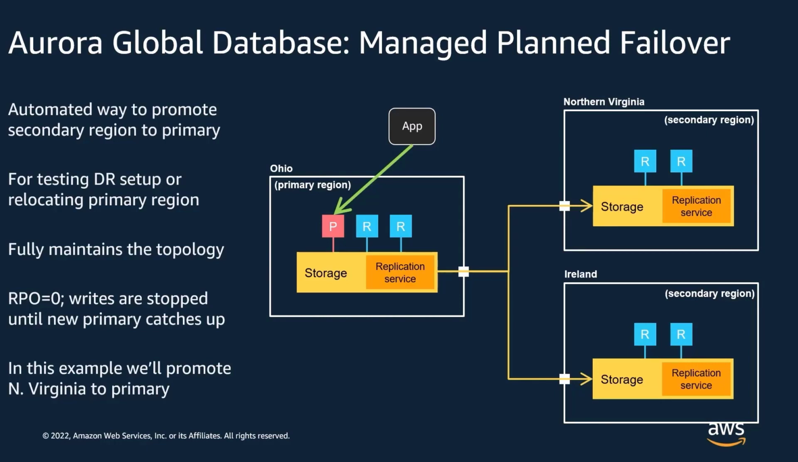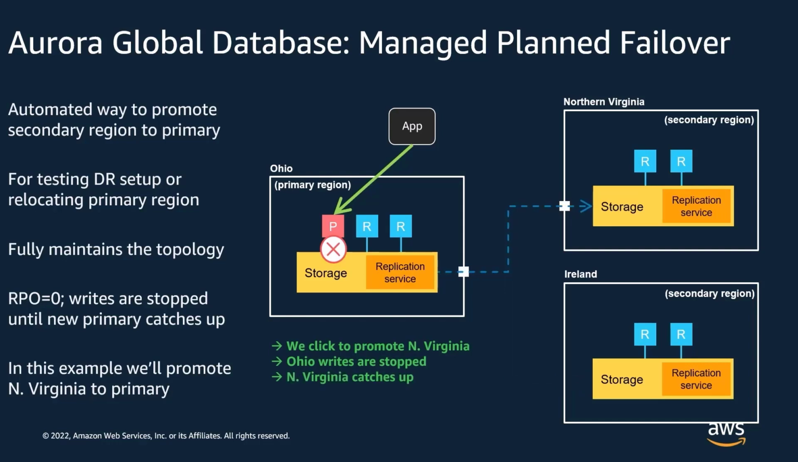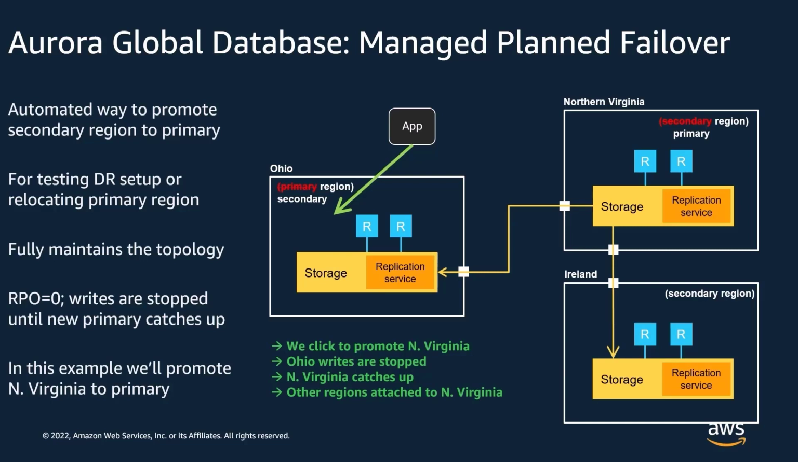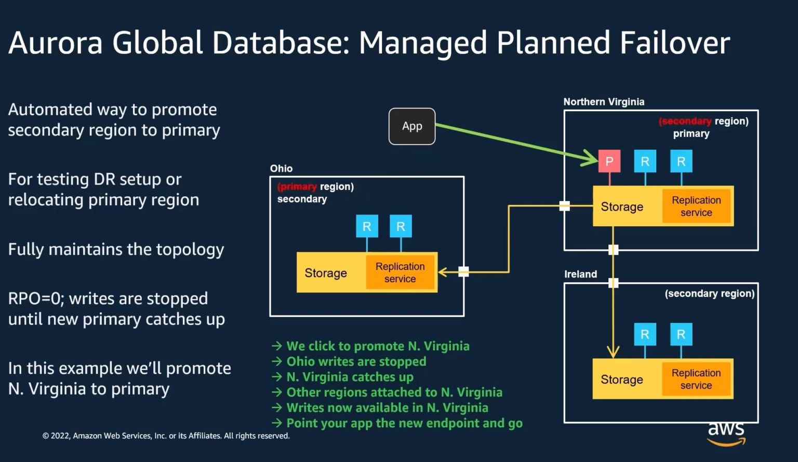Here's an example. Here, Ohio is the primary. We manually failover and promote it. When we do that, first Ohio writes are stopped. Then North Virginia catches up. Then other regions are attached to North Virginia. Writes are now available in North Virginia region. And you point your application to the new point and go. Fairly simple.